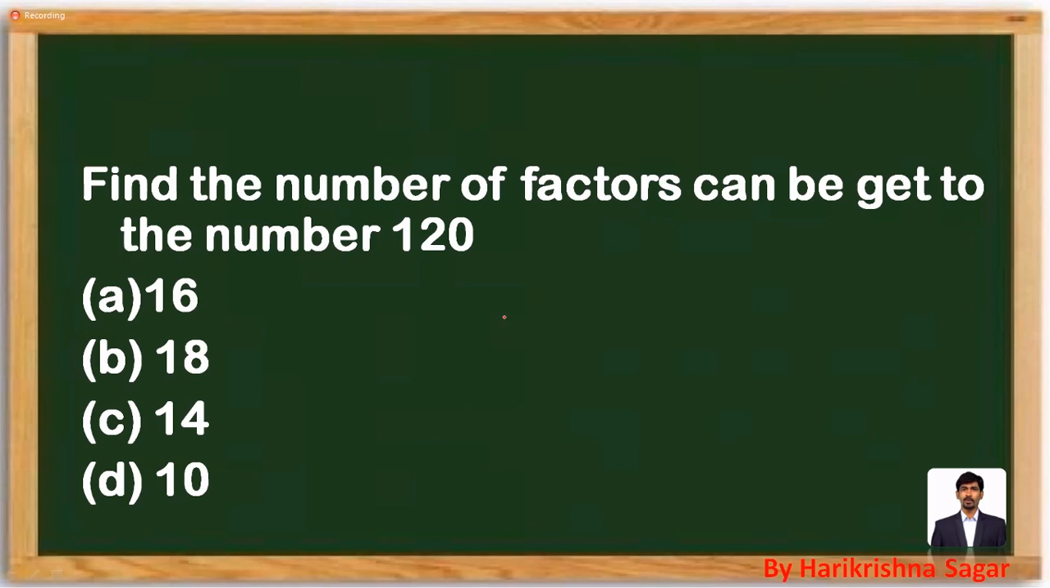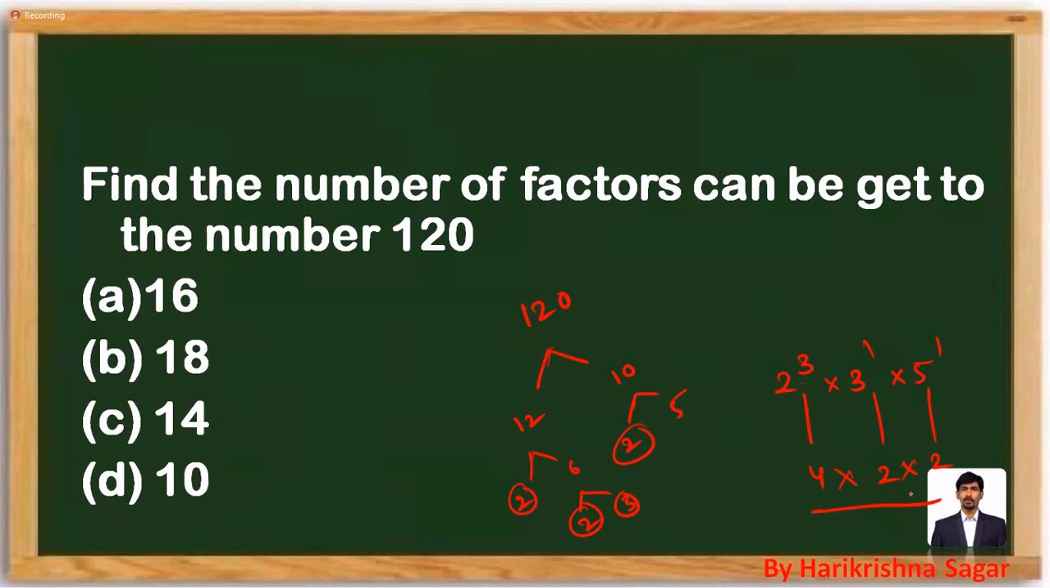Find the number of factors for 120. How can we write 120? 12 times 10, 2 times 5, 2 times 6, 2 times 3. Overall, 2 is coming 3 times, 2 power 3, 3 is coming 1 time, 5 is coming 1 time. 3 plus 1, 1 plus 1, 1 plus 1. Answer is 4 into 4 is 16. You can mark the answer as 16.